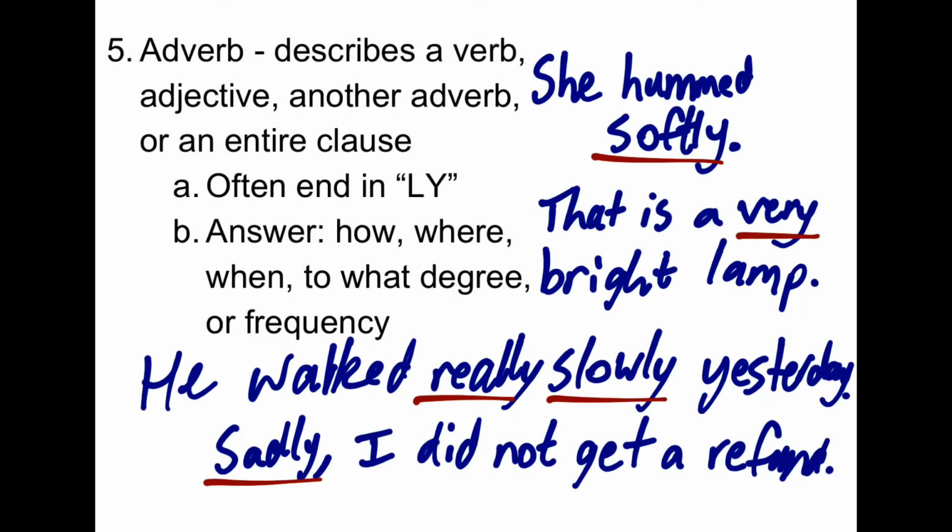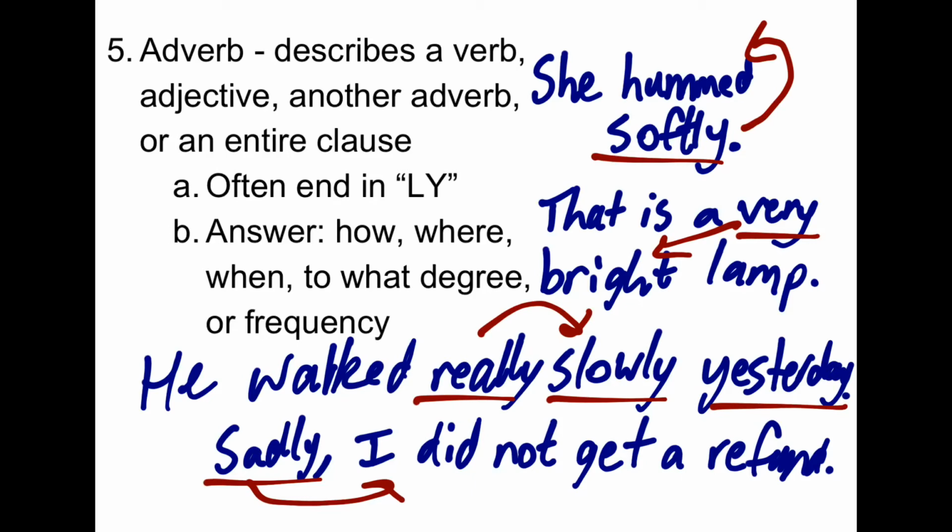Adverbs can describe a verb, like humming softly. They can describe an adjective, like that is a very bright lamp. They can describe another adverb, like he walked really slowly. Or an entire clause, like sadly, I did not get a refund. A bonus adverb there was the word yesterday, which answered the question of when he walked.